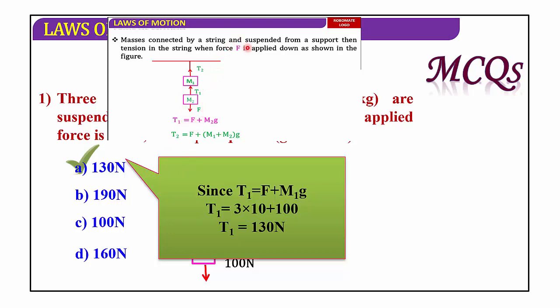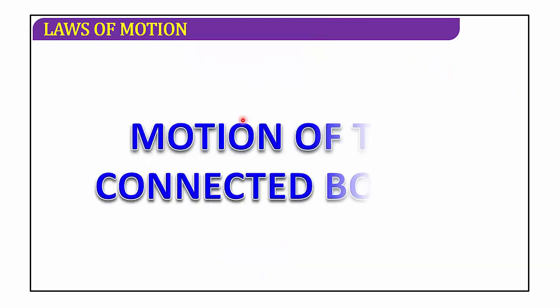You can observe these equations. When masses are connected by a string and suspended from a support, then the tension in the string when the force F is applied downward is as shown in the figure. So we have the formula T1 equal to F plus M1G, or T2 equal to F plus M1 plus M2 into G, and so on. Right? So these formulas you have to remember to solve these types of questions.